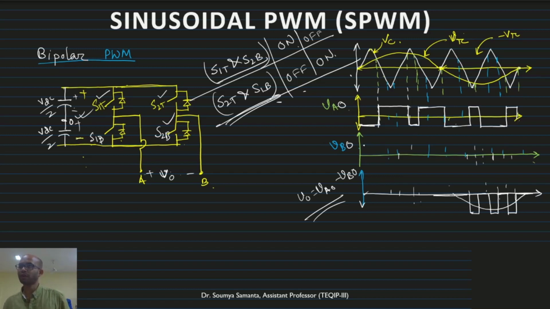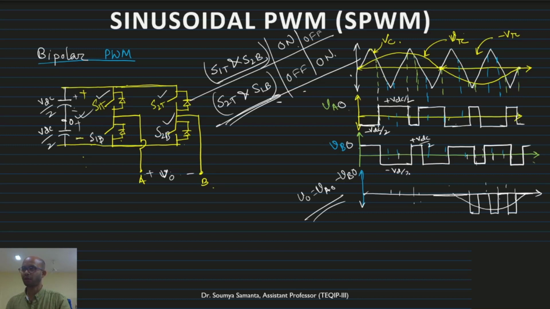So this will be the mirror image, just a mirror of this. This is how it will be. This is minus VDC by 2, this is plus VDC by 2, this is plus VDC by 2, this is minus VDC by 2. So what will the output voltage be?